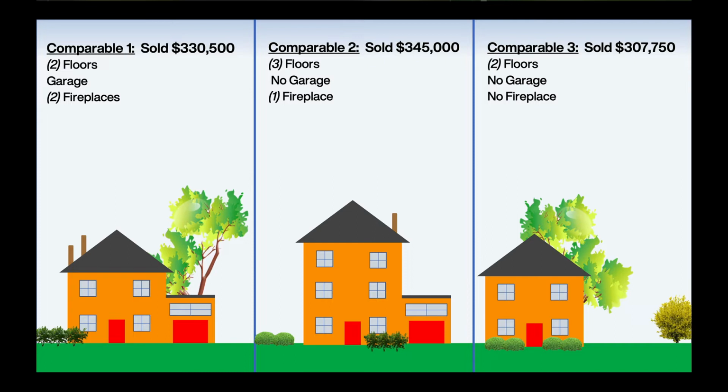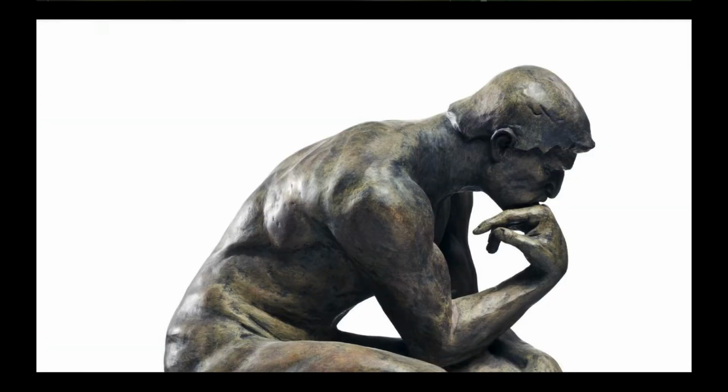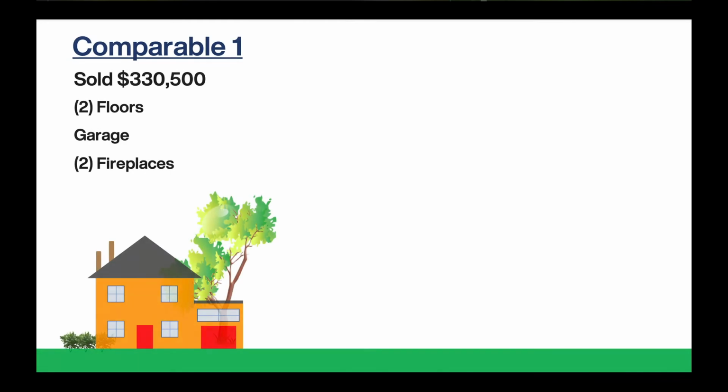$307,750. The appraiser looks at each comp and says, "This comp sold for X amount with these features. How much do I think it would have sold for if it had had the features of our subject property?" Remember comp number 1? It had 2 floors, a garage, and 2 fireplaces, and it sold for $330,500. Our subject has 2 floors, a garage, and no fireplace.